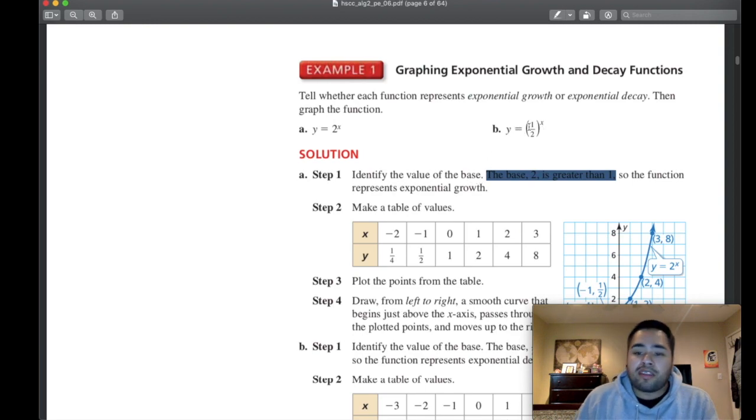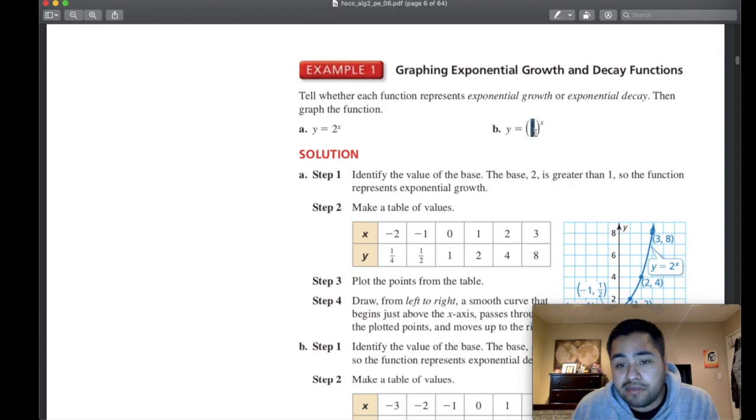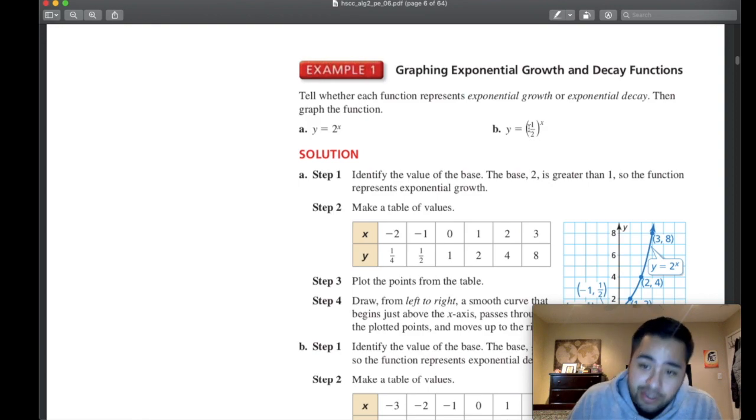Now, let's look at the second example. It says we have the exponential function y equals 1/2 to the power of x. Now, a lot of you know that 1/2 is less than 1. Now, be very specific with how you say this. It's less than 1, but technically a lot of numbers can be less than 1. Remember that it has to be between 0 and 1. So yes, 1/2 is between 0 and 1.